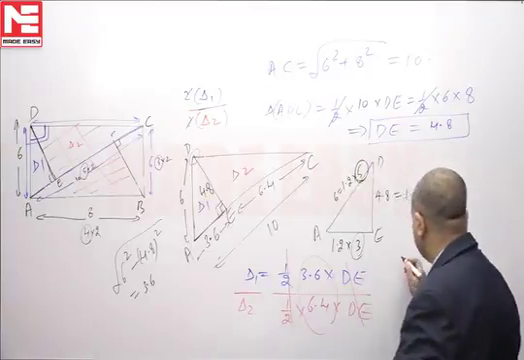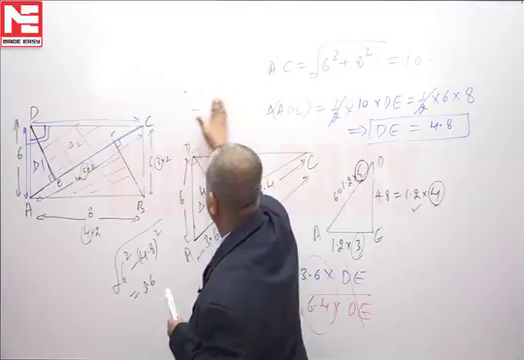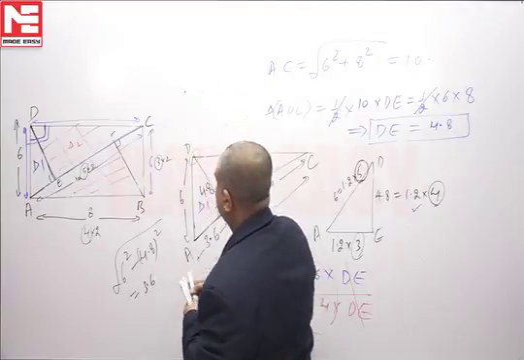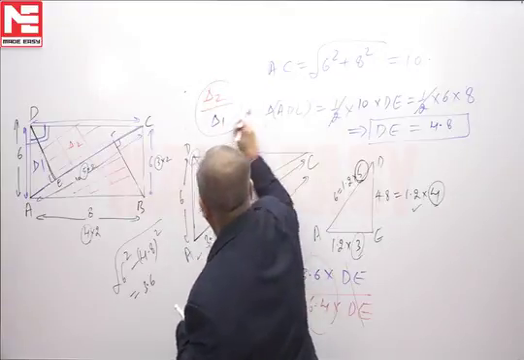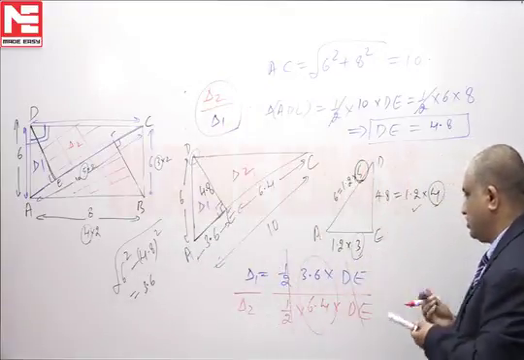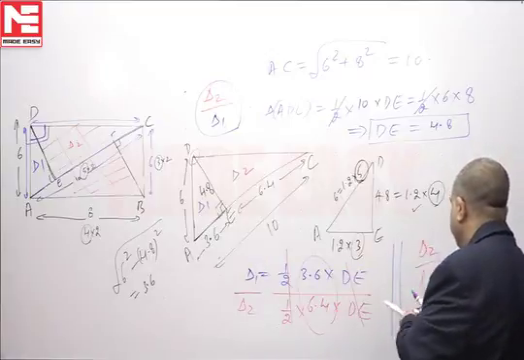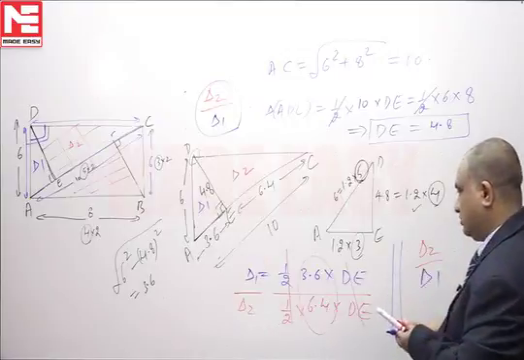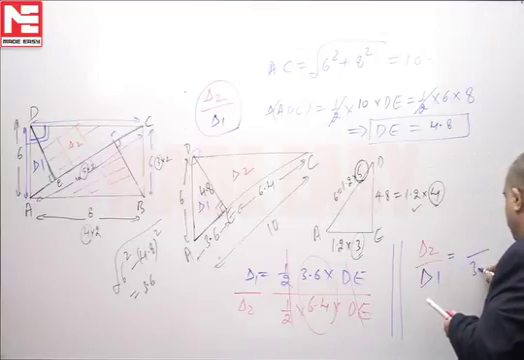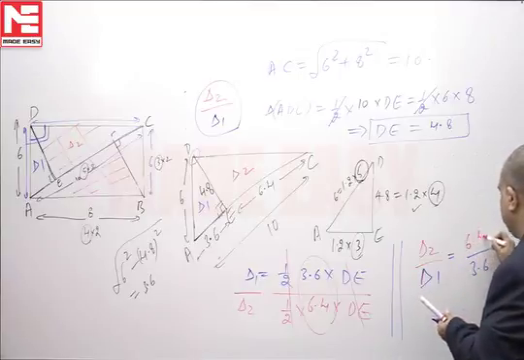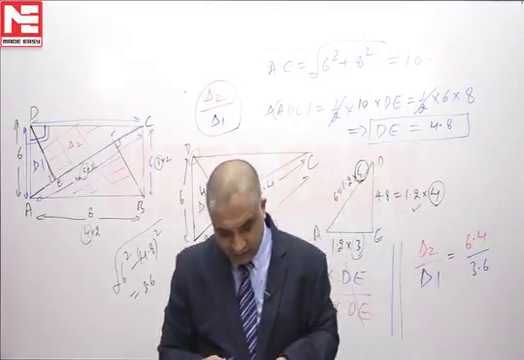But the question is asking delta 2 upon delta 1, rather than delta 1 upon delta 2. Very sorry, the question is asking shaded upon unshaded. So if we want to calculate delta 2 upon delta 1, that should be equal to 6.4 in the numerator and 3.6 in the denominator. This is the ratio for delta 2 is to delta 1.